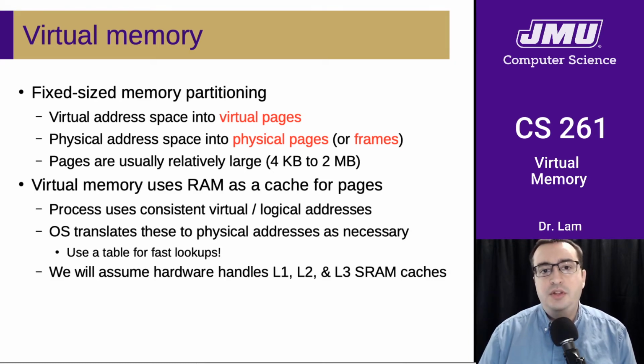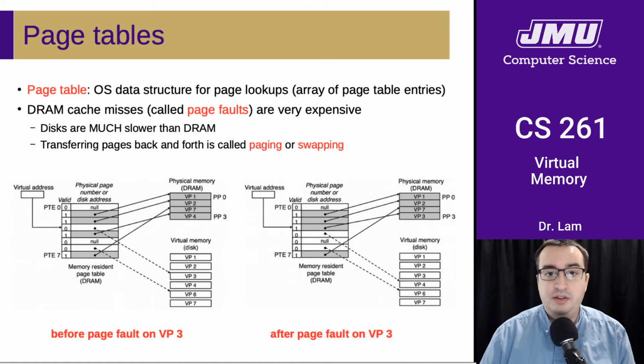Virtual memory uses RAM as a cache for pages. So the process can use these consistent virtual or logical addresses, and then the operating system translates these to the physical addresses whenever necessary, using a table for lookup, with some optimizations that we'll talk about in a bit. So we're going to assume that the hardware handles the caches inside of the CPU, and we're going to focus on the interactions between the CPU and main memory and disk.